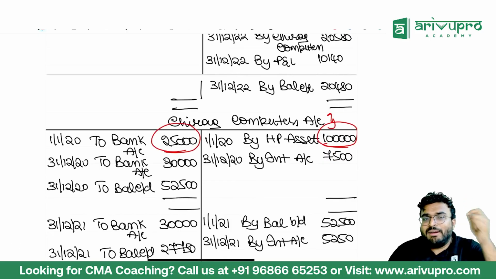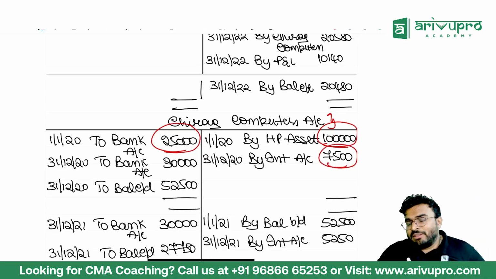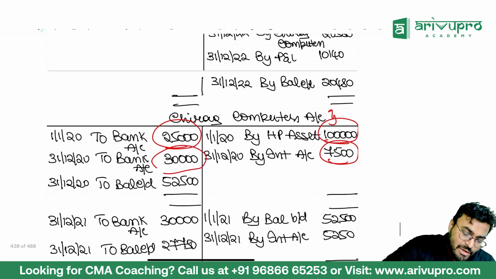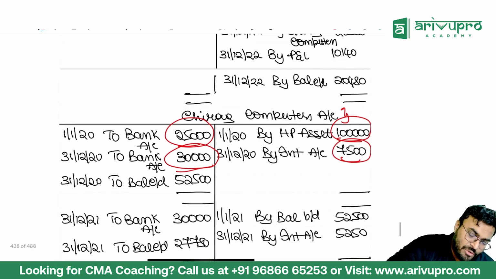Then the end of the year interest entry. Interest account debited to Chirag Computers. Interest was 7,500. Then you are going to make the installment. Chirag Computers account debited to bank account. Now you have your balance carried down.